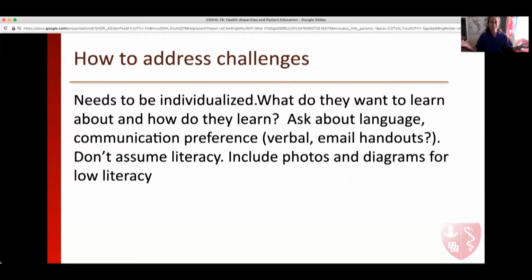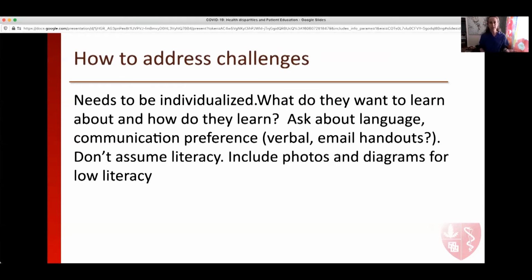So what are we going to do? Don't get discouraged. There's a lot you can do. The number one thing is individualize it to the patient. Ask them at the very beginning, what do you want to learn about? And how do you want to learn? Ask them about language. How do you want to communicate? You want phone? You want video? Do you like email? Do you like paper handouts?